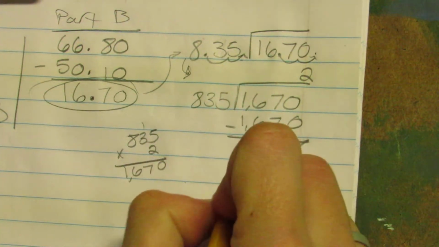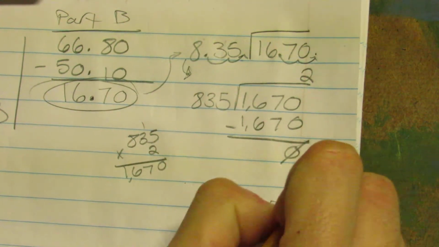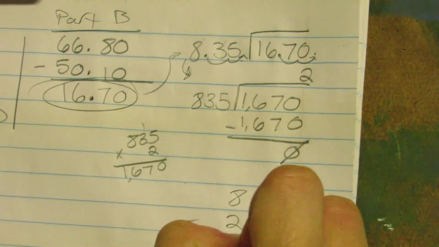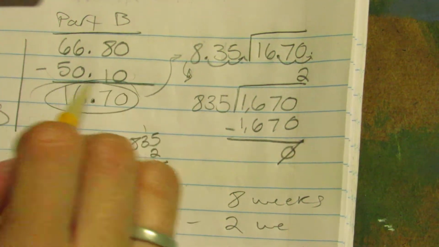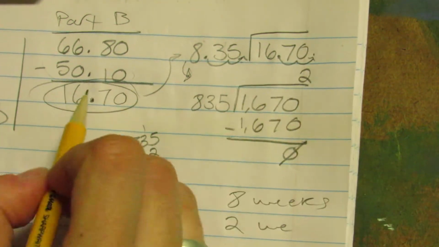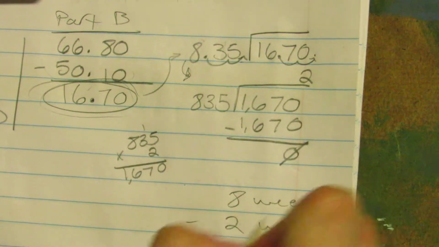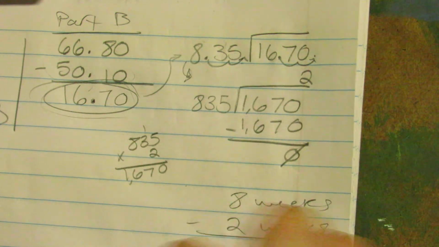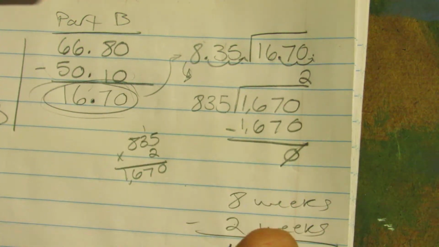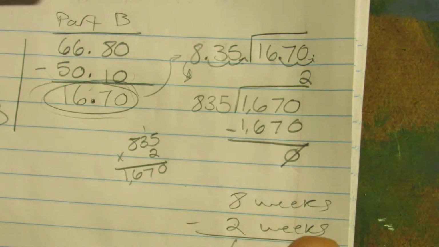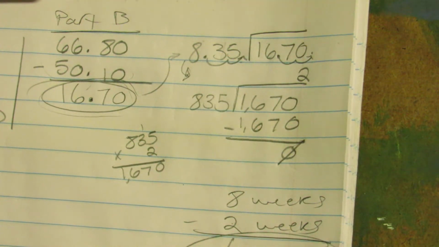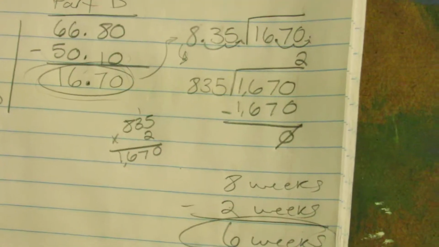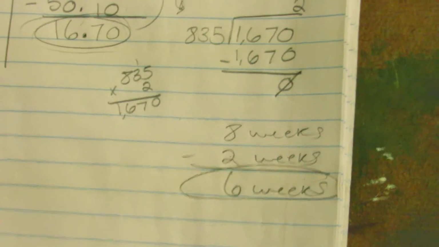So I'm going to take 8 weeks minus a 2-week difference, because remember right here, I don't know how many weeks this is comprised of, but I do know what the difference is between these two, and that's 2 weeks. So 8 weeks minus 2 weeks gives me 6 weeks. So he needs to work 6 weeks. Oops, sorry. He needs to work 6 weeks to make $50.10.